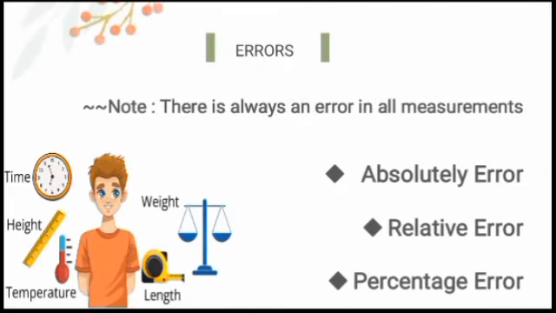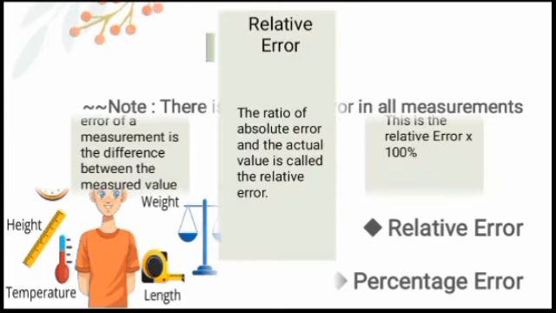Let's go to error. What are errors? Note, there is always an error in all measurements. It is very difficult to get a 100% accurate measurement. Whether you're measuring your weight, length, temperature, height, time, there are errors. We'll deal with absolute error, relative error, percentage error.